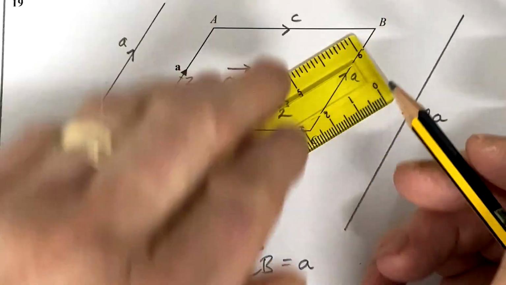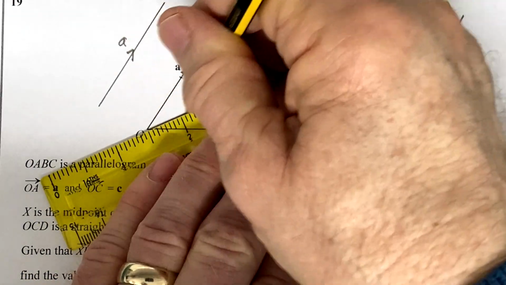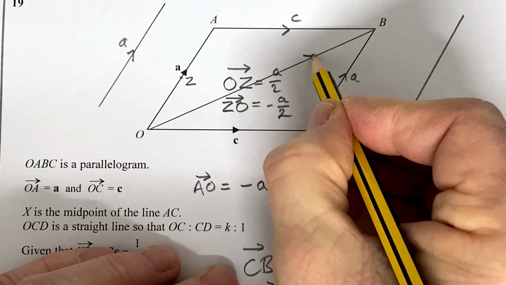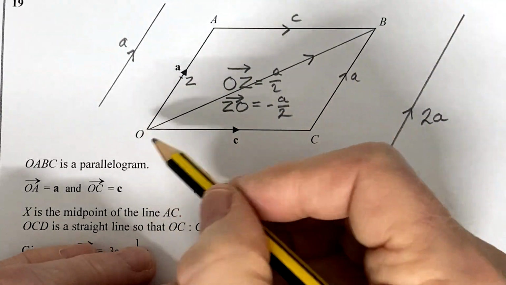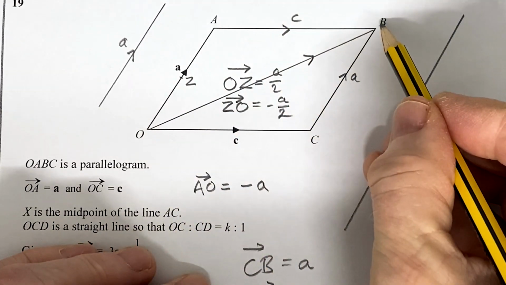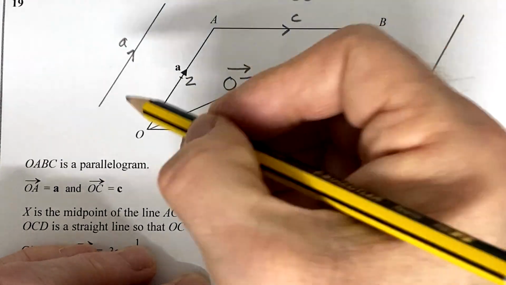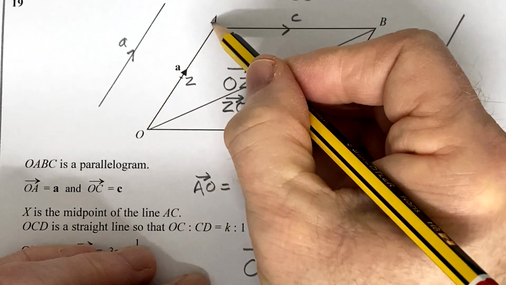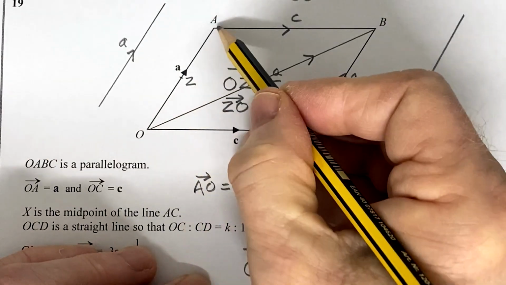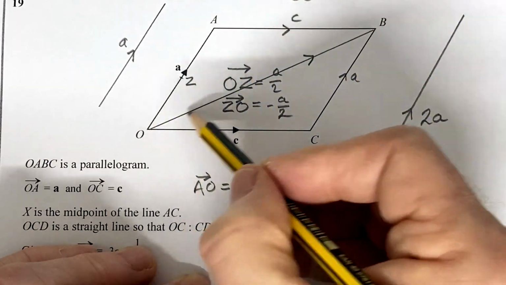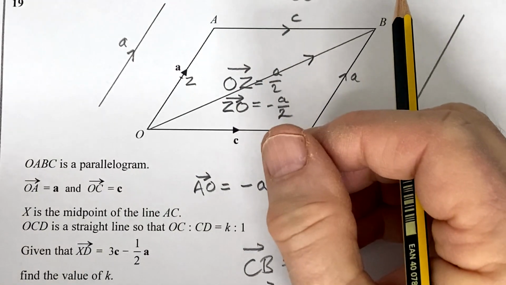Now, suppose I join O to B, put an arrow going that way. So we want really the vector value of OB. And to get from O to B, I'm going to use what I already know, and that is I'm going to go up to there and across to there. A plus C gives me OB. So there's a few of the general ideas.